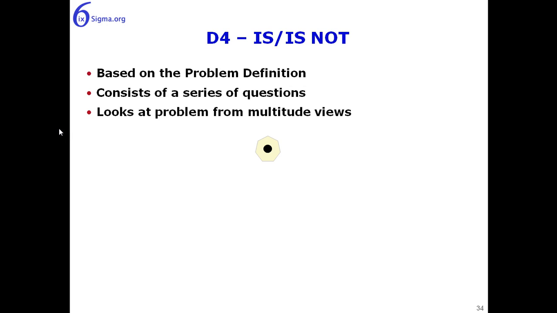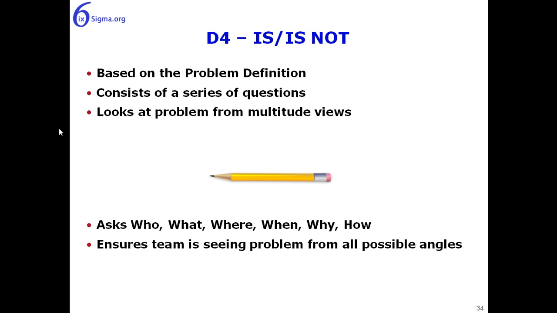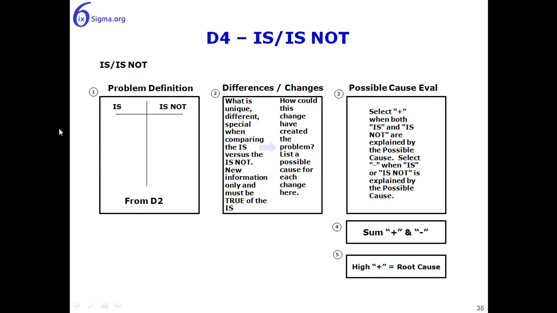Just take a moment to tell me what you see here. Try and describe what it is you see. Now, tell me what you see here. And I'm wondering how many people actually realized they were looking at a pencil, a standard pencil, from 2 different views. Well, that's the whole purpose of the is, not. It asks the who, what, where, when, why, and how, and it ensures that the team is seeing the problem from all possible angles. There's 5 steps to is, not.